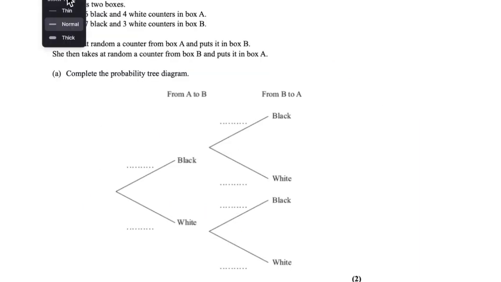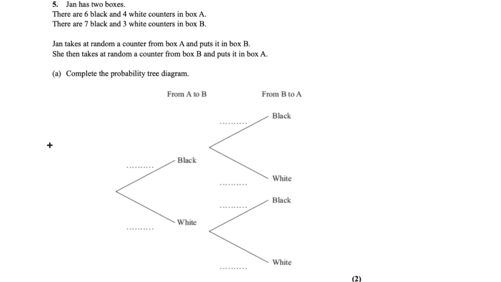Okay, so this time we've got a probability tree. So we have 2 boxes, 6 black, 4 white counters in box A, 7 black and 3 white counters in box B. Jan is going to take a random counter from A and put it in B, and then a random counter from B and put it in A. Complete the probability tree diagram.